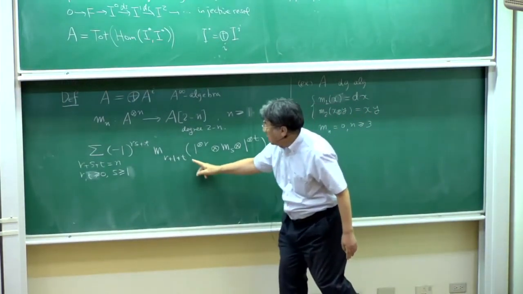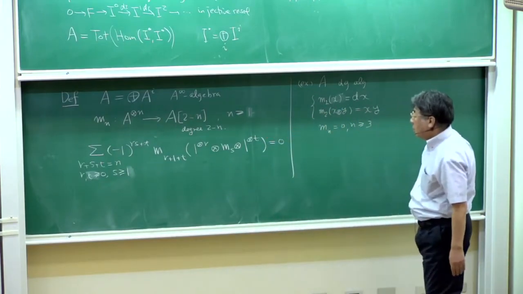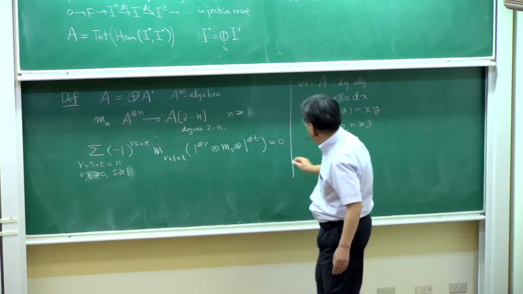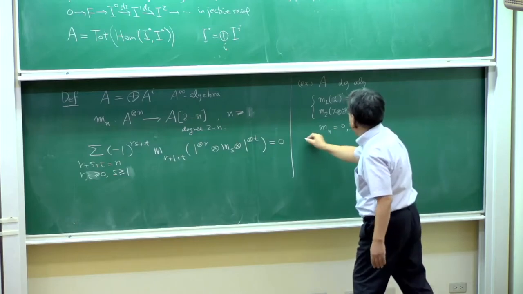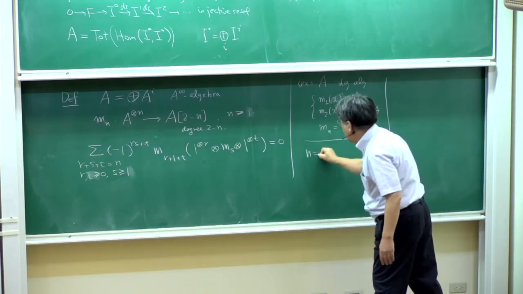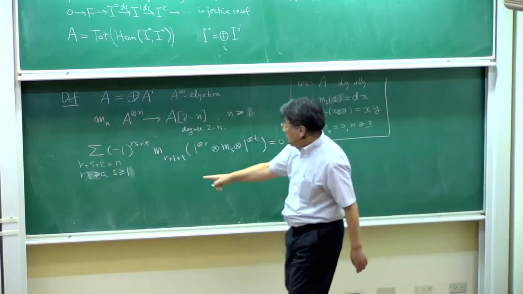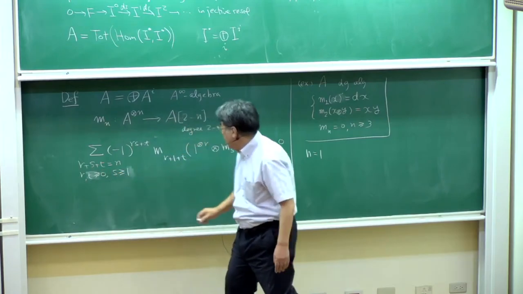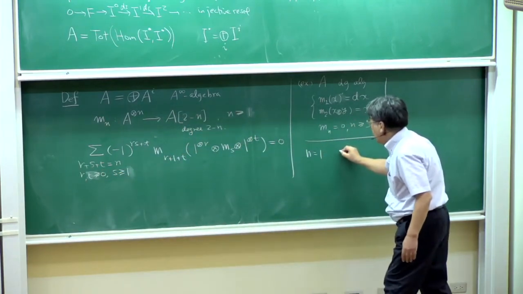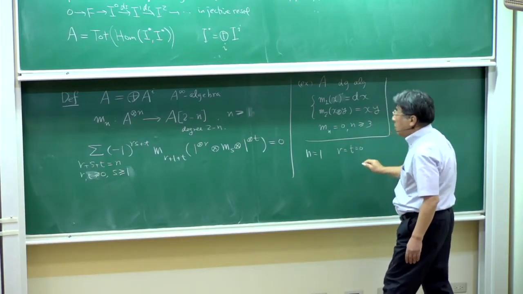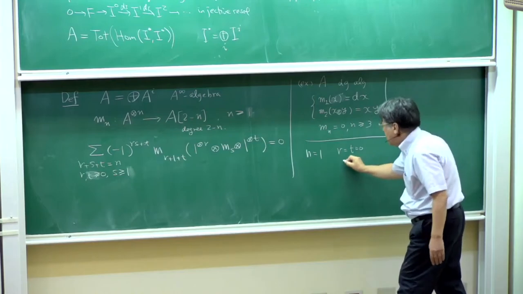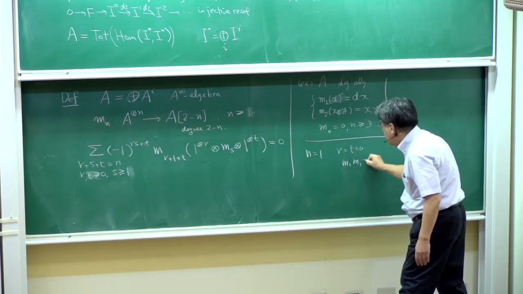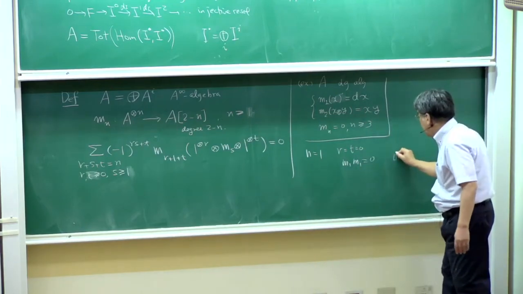Maybe I need to explain this equation more. This equation should be satisfied for all n. For example, if n is 1, then r and t should be 0, so only one thing, r and t are 0, and that means just m_1 times m_1 is 0. So this is like d squared is 0.